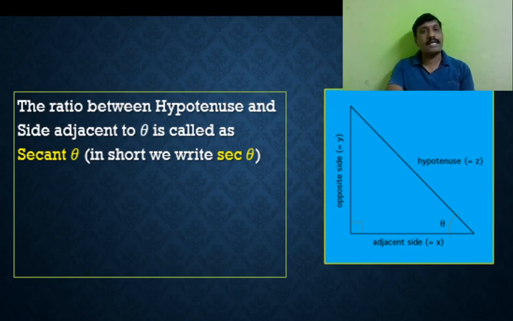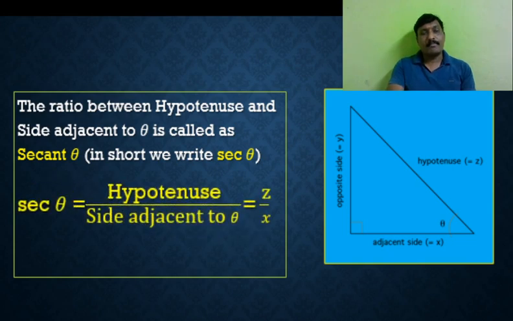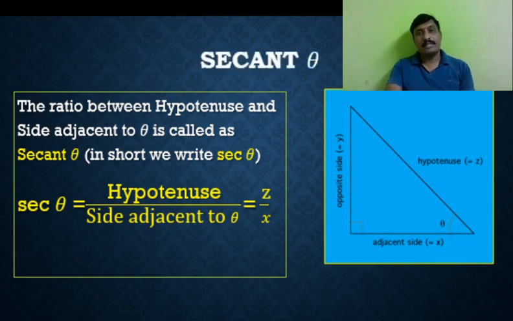In short form, we call it the sec theta. Mathematically, we can write hypotenuse upon side adjacent to theta is called the sec theta. With the names of the sides, hypotenuse is z, side adjacent is x, so z by x is called the sec theta. What is the cos theta? Side adjacent to theta by hypotenuse. Now if you take the reciprocal, it becomes the sec theta. Therefore, sec theta is also written as 1 by cos theta.